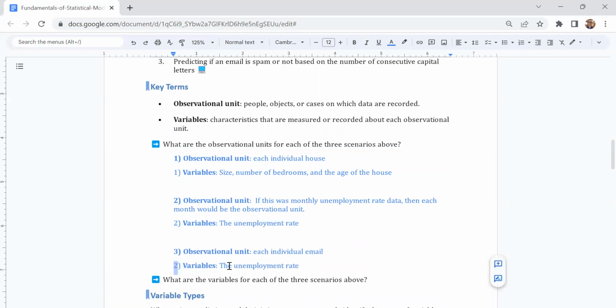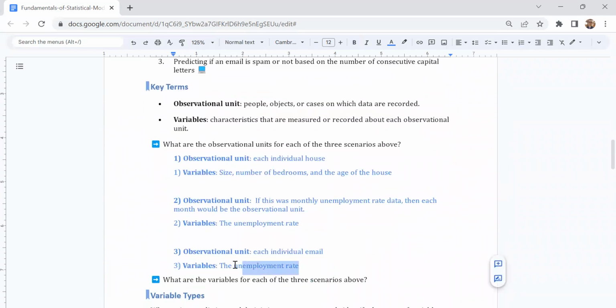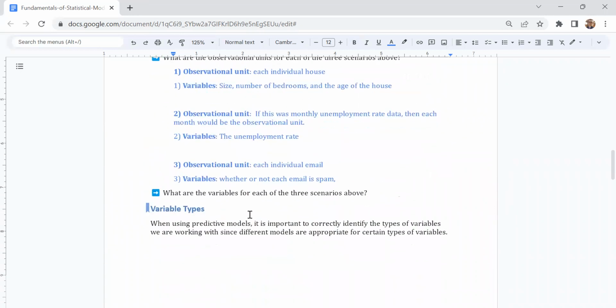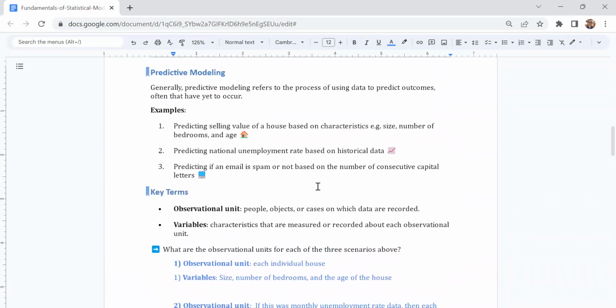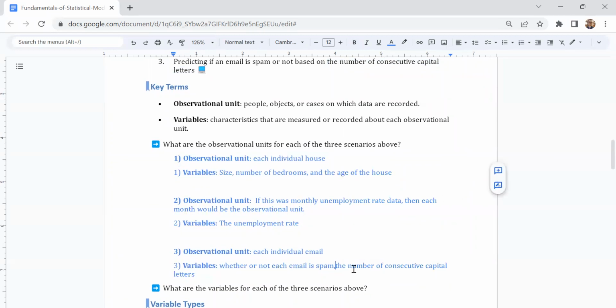Okay, and then the last one for the email setting, our variables are whether or not each email is spam. And the other variable is the number of consecutive capital letters in the email. Okay. So those are our observational units and variables for each of the scenarios.